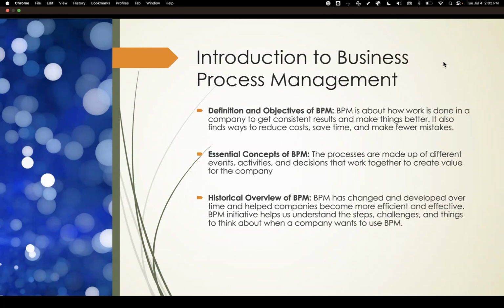Introduction to Business Process Management. Definition and objectives of business process management. Business process management is about how work is done in a company to get consistent results and make things better. It also finds ways to reduce cost, save time, and make fewer mistakes.